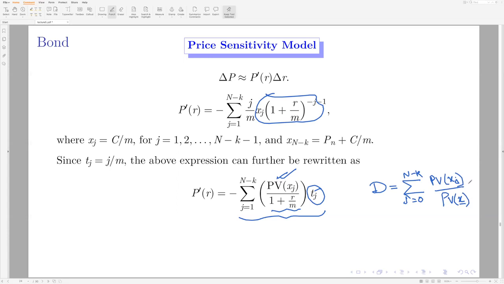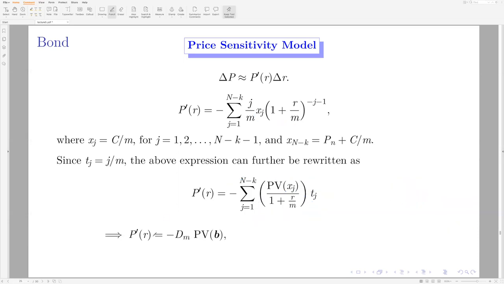right, into Tj. In bonds, generally we take T0 to be 0, right? So therefore, we can put this part as Tj into PV of x. So that's what I'm doing. P dash is equal to this part multiplied with PV of x, because D is nothing but this divided by PV of x. Therefore, you get this.